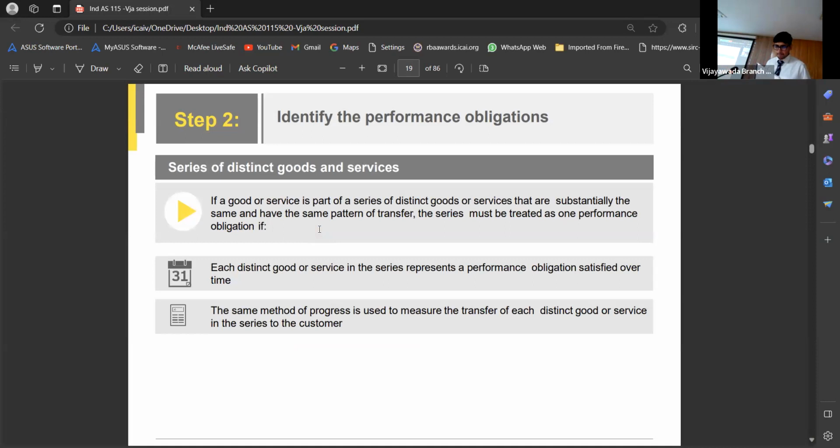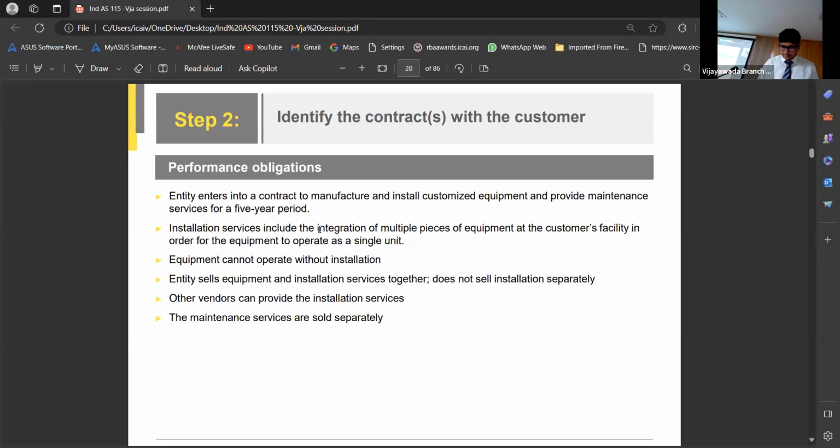Very important. This is the series of distinct goods we spoke about. Basically, the series of activities will still be the same. They'll just repeat. You have done it this month, next month also you'll do the same thing. This is an example, but let's just step back.